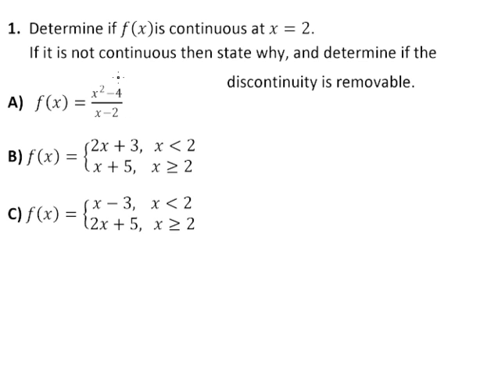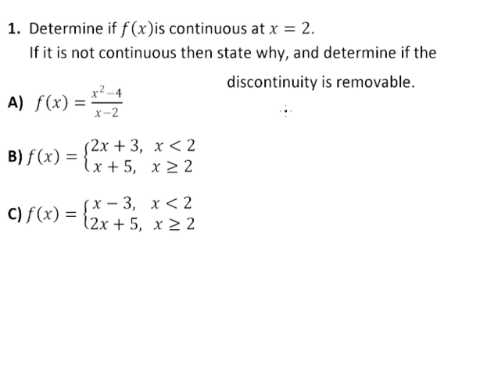It's a rational function. We can't substitute in 2 to take the limit because the denominator is 0 at 2. So f of x actually does not exist at x equal 2 because of the x minus 2 in the denominator. So because of that, f is not continuous at x equal 2.